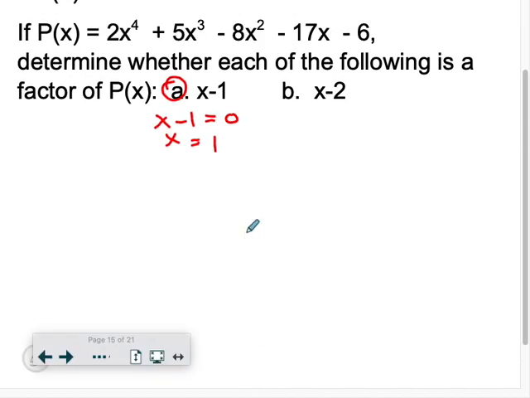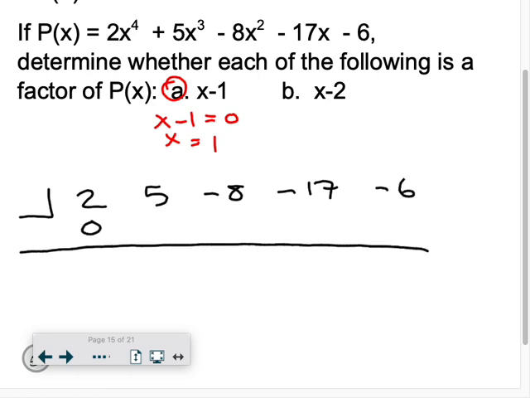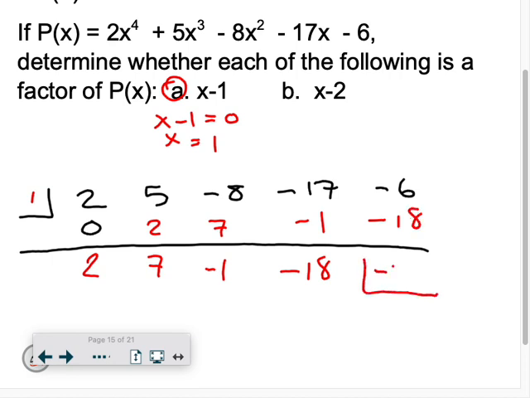Let's jump this page up a little bit. So we're going to set up a synthetic division with our coefficients 2. Again, make sure it's in standard form before you do this. Make sure you don't need any placeholders. And then we're going to drop a 1 in here, right? So we add 2 plus 0, 2, multiply 2, add 7, multiply 7, add negative 1, multiply negative 1, add negative 18, multiply negative 18, add negative 24.